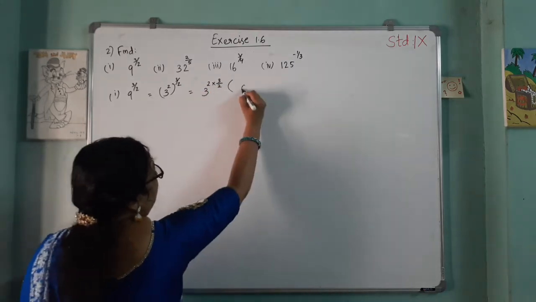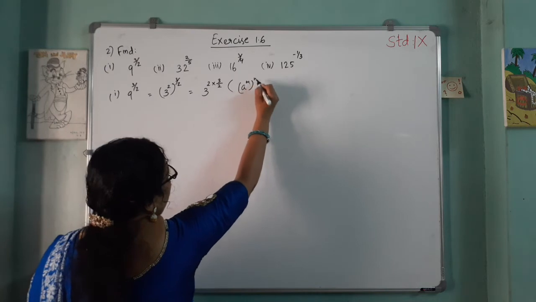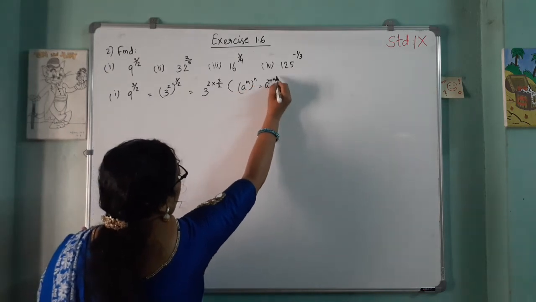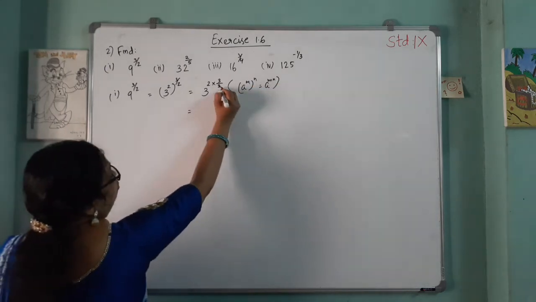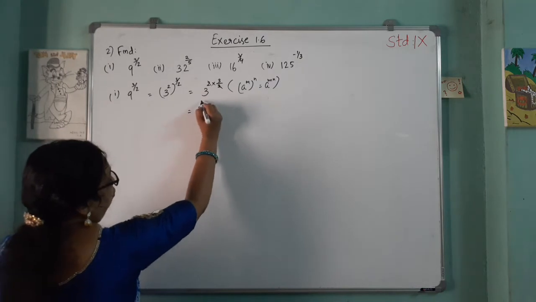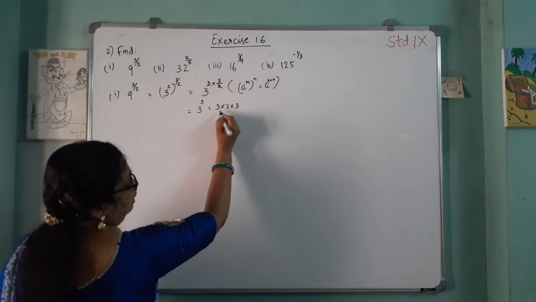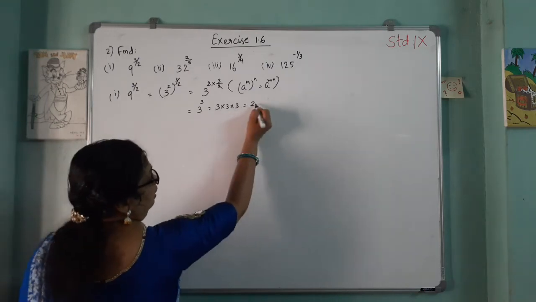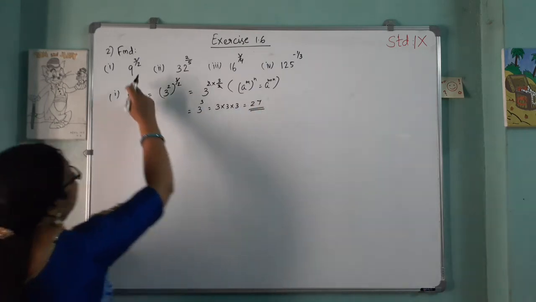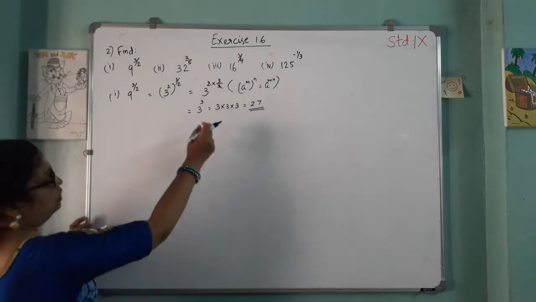By a raised to m, the whole raised to n is a raised to m into n. So this 2 and this 2 cancel, that is equal to 3 cube, which is 3 into 3 into 3. 3 into 3 is 9, 9 into 3 is 27. So the value of 9 raised to 3 by 2 is 27.